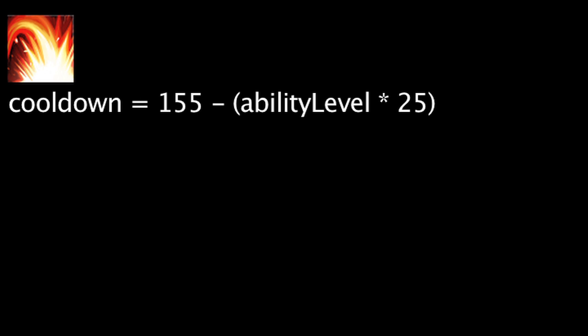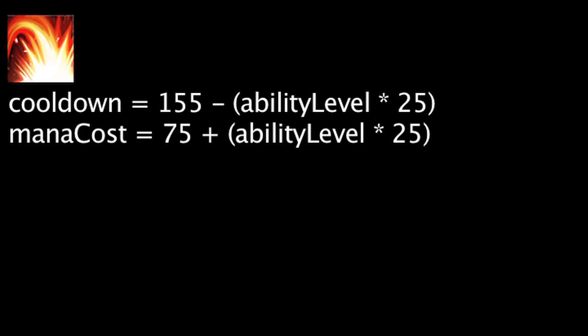Vi's ultimate ability, Assault and Battery, has a cooldown equal to 155 minus the ability's current level times 25. It will cost mana equal to 75 plus the ability's current level times 25. When activated, Vi will dash to a targeted enemy champion within 700 range. While dashing, Vi is immune to crowd control.